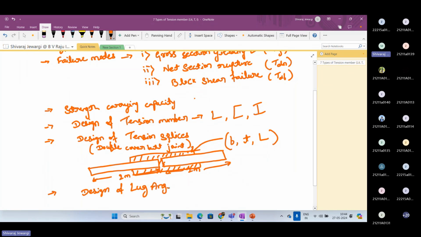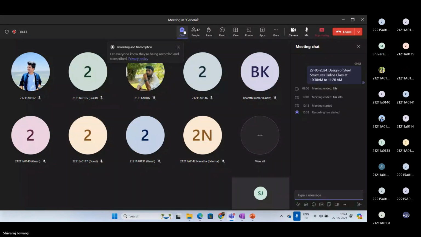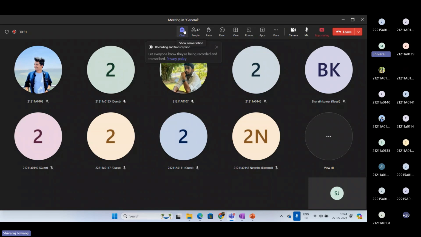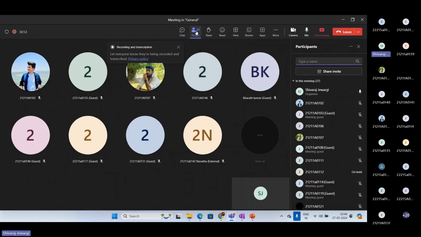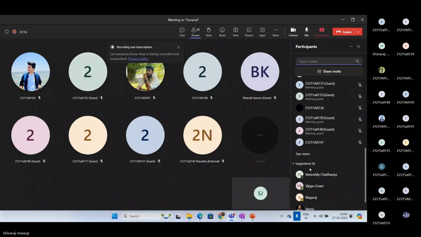Do you know what a lug angle is? Anyone know about this lug angle? This was also explained in the offline class itself. Anyone, please? What do you mean by lug angle? If you know, please tell me. Otherwise, I will brief it once again.